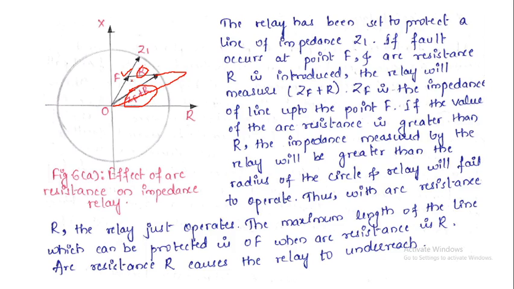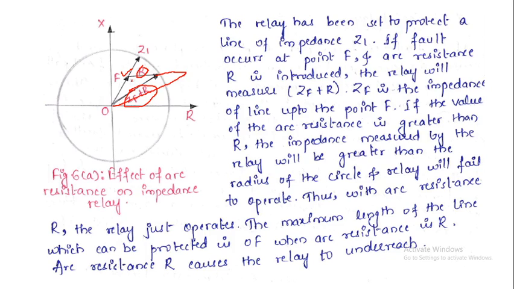So arc resistance R causes the relay to underreach. This phenomenon is called underreach. Though it has a capacity up to Z1, it is protecting only up to point F because of the presence of this arc resistance. So this is called the underreach phenomenon.